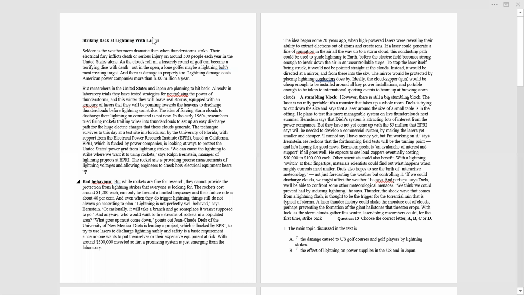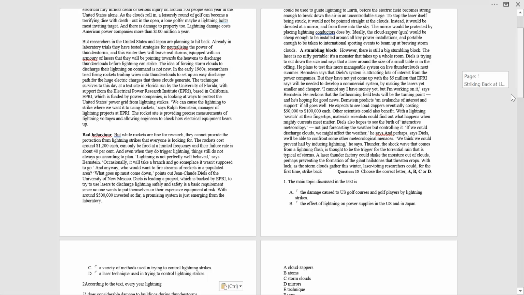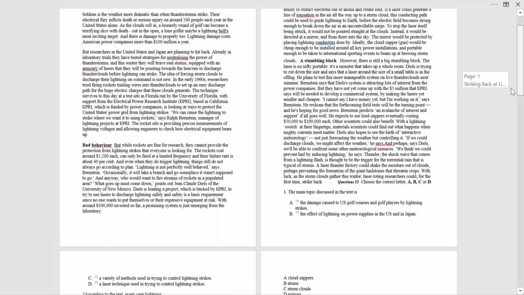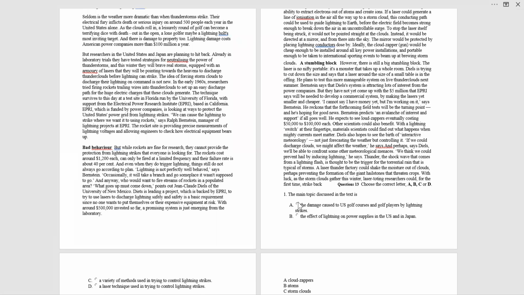Here, as you can see, it says "Striking back at lightning with lasers," right? So first of all, this is the passage we will be doing. And this is the first question, which is an MCQ. That means: the main topic discussed in the text is, right? There are four options given, so we have to decide which one is correct out of the given letters A, B, C, D, right? I'm removing the instruction. So this is the first question.